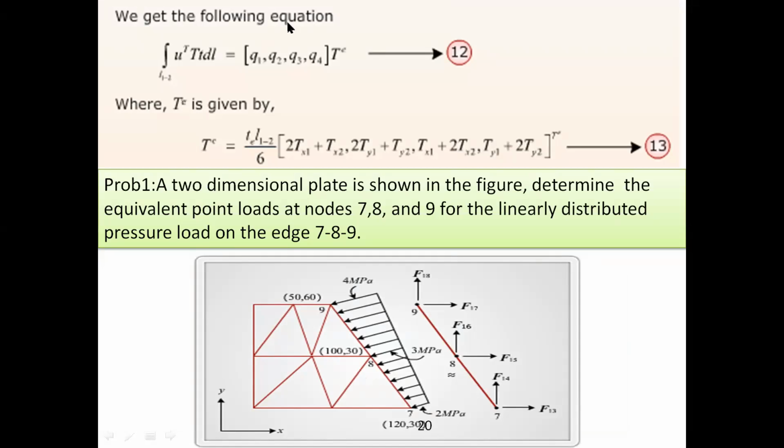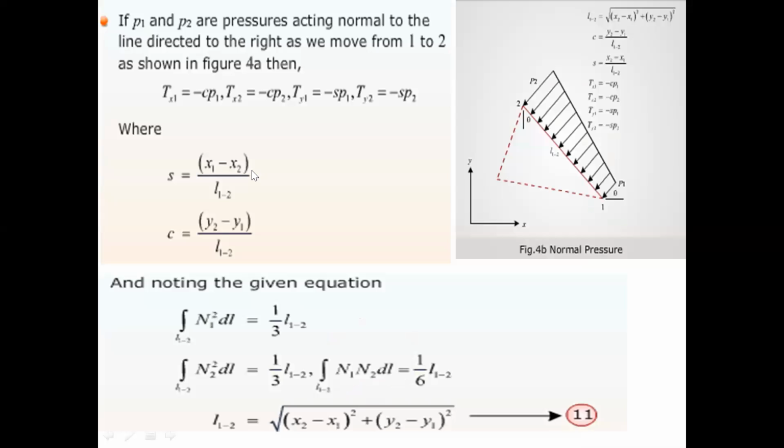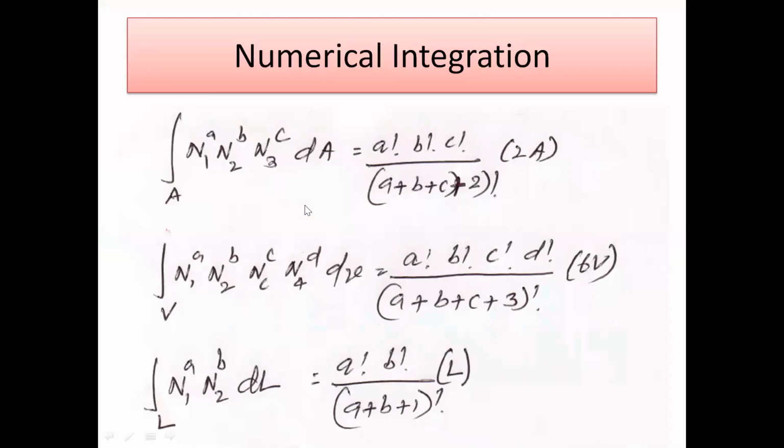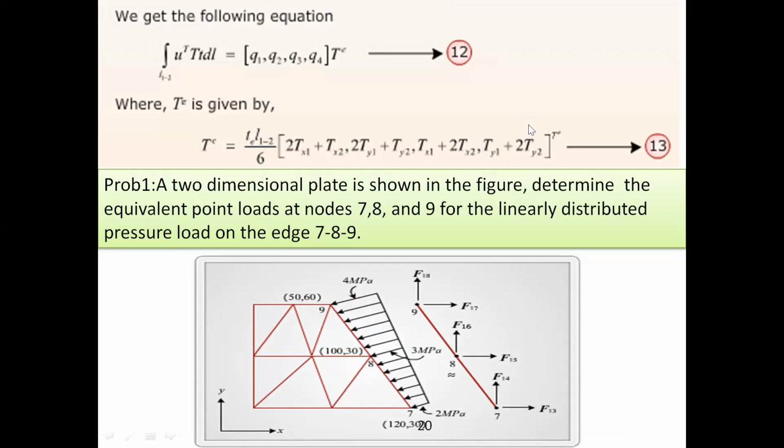So we get the following equation. Once you expand this with Q1, Q2, Q3, Q4, the nodal deformations, into the equivalent load, and substitute all these in the given equation, then you would get the traction equivalent load as thickness into length by 6, times 2tx1 plus tx2, 2ty1 plus ty2 at node 1. Similarly, tx1 plus 2tx2 and ty1 plus 2ty2 at node 2. So this is the equivalent load we can get.